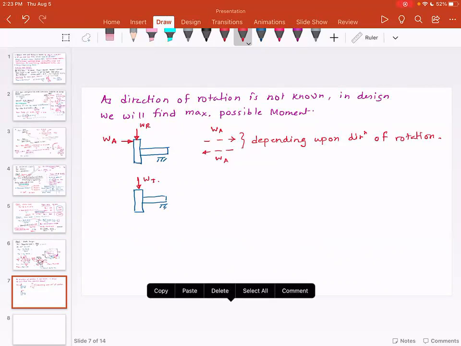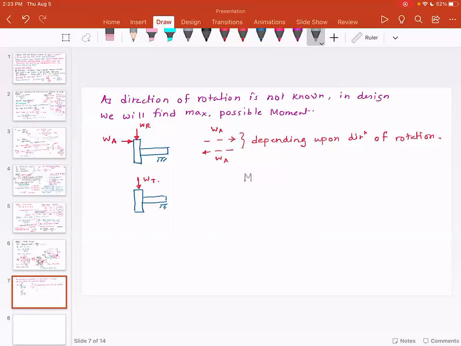Since I have considered the forces like this, I'm going to add, and this is very important, the moment because of WA and WR: moment WA plus moment WR. Since I have considered WR and WA in the front view and WT, which is the tangential load, in the top view, I'm going to add these.